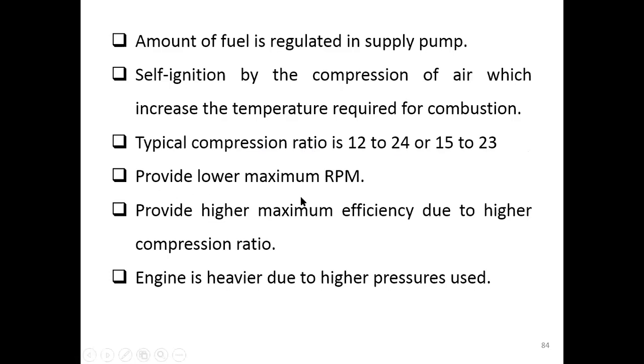Because of this, they have a lower maximum RPM in terms of the speed of the engine. They will run at a maximum RPM which is lower than the maximum RPM of the SI engine. A good part of this CI engine is that, because of the high pressure ratio they have, they can provide a higher maximum efficiency. So when you compare the SI and the CI engine, the CI always has a higher maximum efficiency than the SI engine.